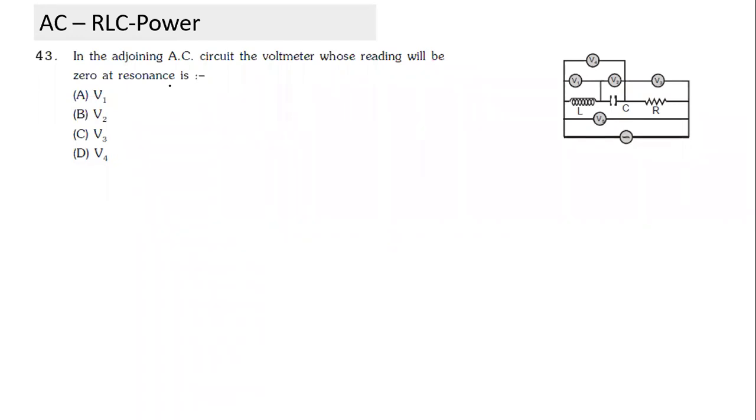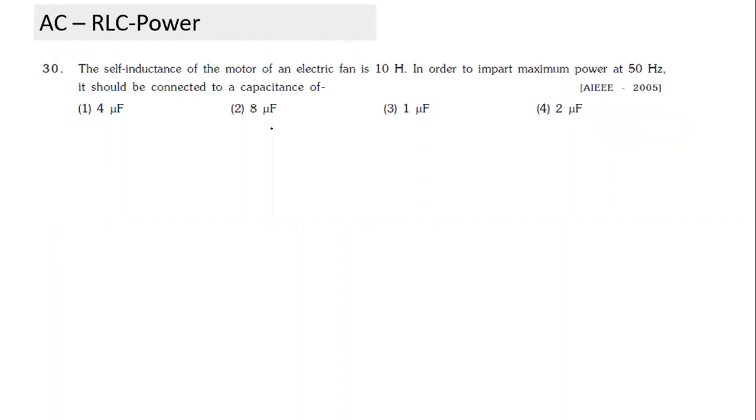Suppose now we are specifically looking at a resonance type of question. The circuit voltmeter reading will be 0 at resonance. There are several voltmeters connected. Which voltmeter will show a 0 reading? This is easy to spot, and I think all of you should be able to solve it. We have done a similar question. If you're not clear, just rethink and understand what has to be done.